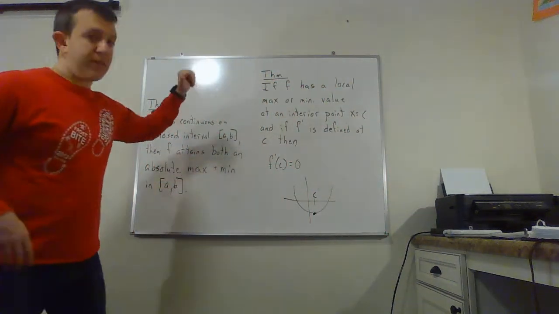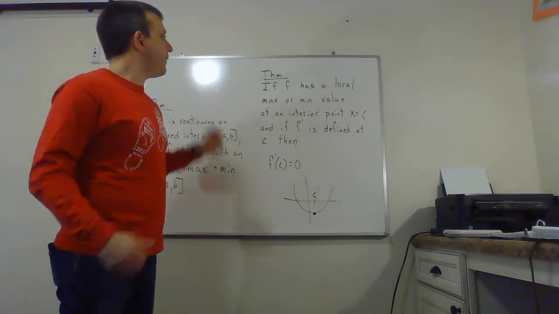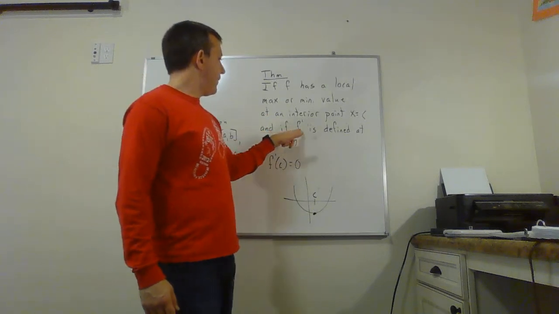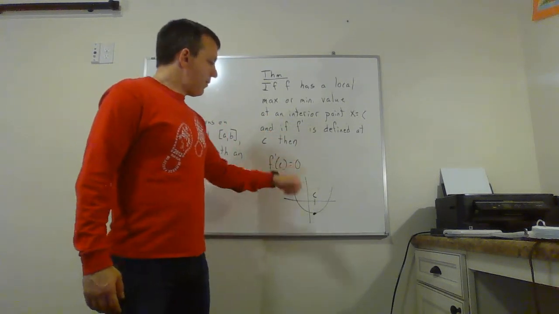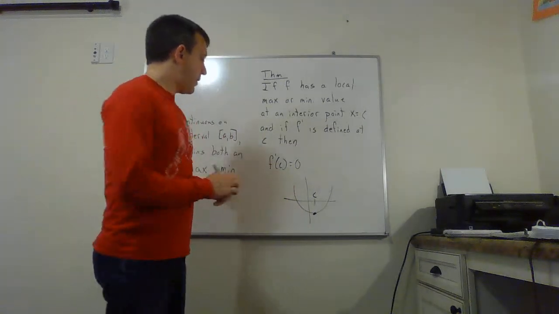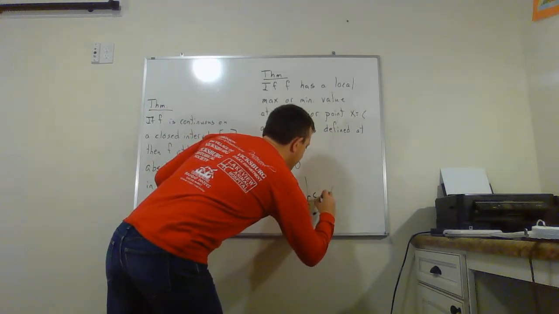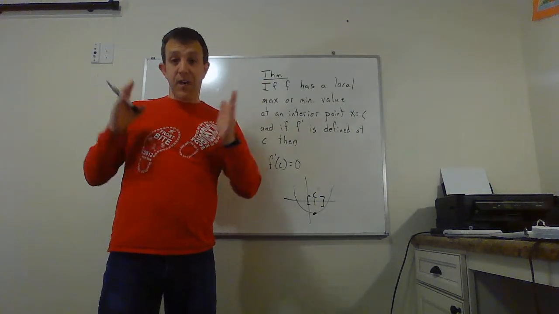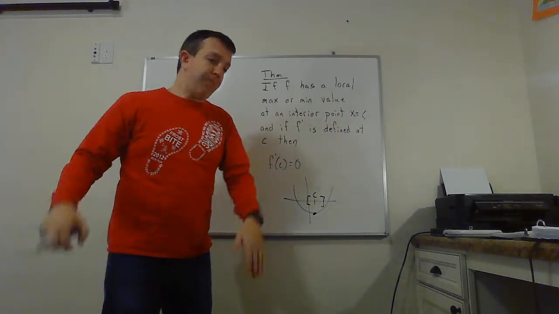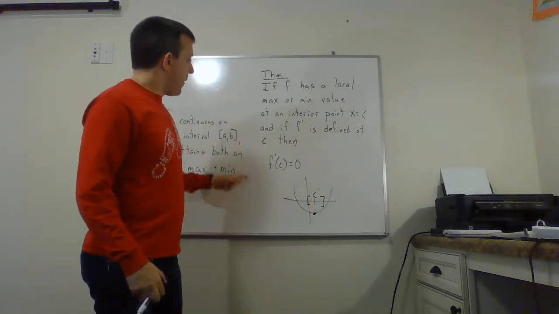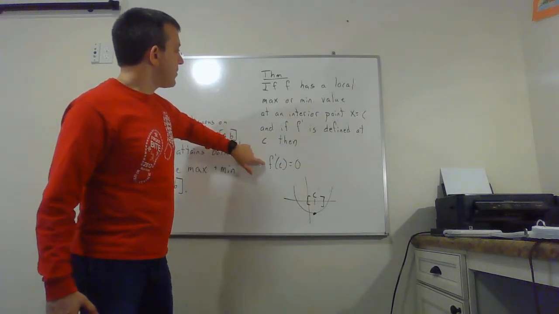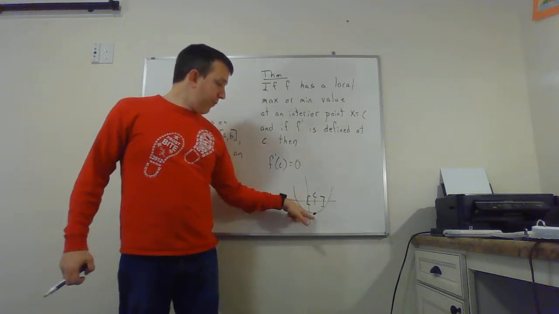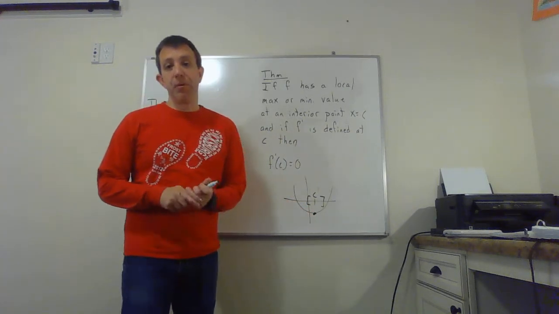All right, the other theorem. If f has a local max or min value at an interior point x equals c, and if f prime is defined at c, then the derivative is 0. So a couple of things here. First, an interior point for an interval is a point that's in between the endpoints. So we're not looking at the endpoints. Interior points are everything in between. I think that seems reasonable. But importantly, if you have this local max or min, it's going to be where the derivative is 0. And that's going to be really important.